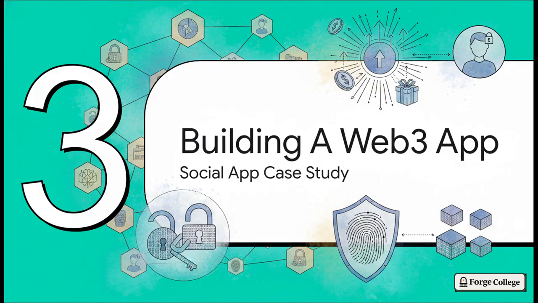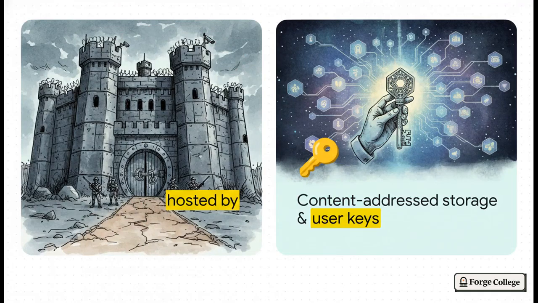Section 3, building a Web3 app, a social app case study. Okay, let's get practical. Imagine you and I are sitting down right now to design a decentralized social application. Our core engineering goals: we want to meaningfully reward content creators, and we want to give users actual cryptographic control over their own data. And this brilliantly illustrates our first major fork in the road: data ownership.